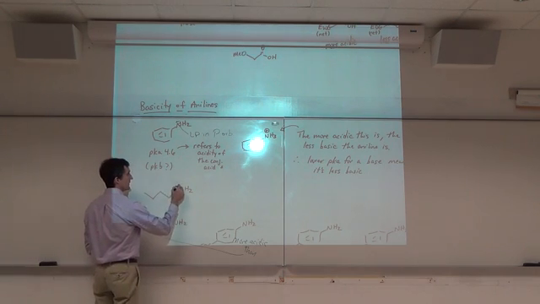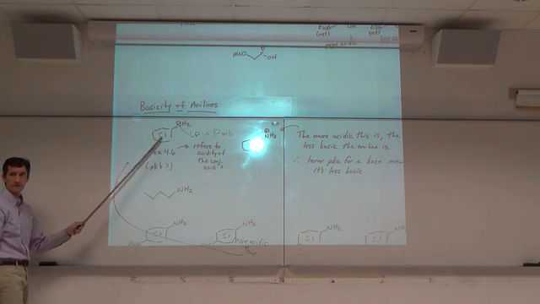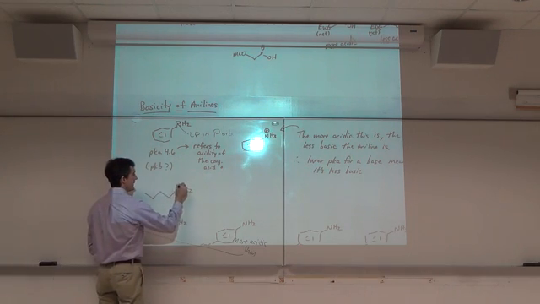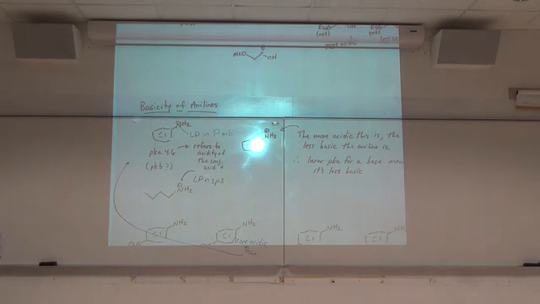How about this guy? First off, do you expect it to be more basic or less basic? More basic. Yes, this is more basic than aniline. The lone pair is in what type of orbital? The lone pair is in an sp3. It's an sp3 nitrogen. It only has sp3 orbitals. Okay? That is going to be a pretty good base. Now, it's not as strong as hydroxide because this is a neutral molecule. But of the neutral molecules, this is one of the most basic.